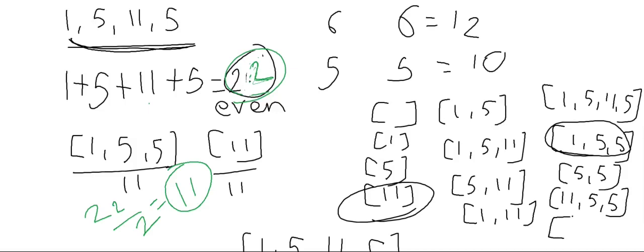If I can find a subset whose sum is 11, then there has to be another subset whose sum will also be 11 because those are the remaining elements. So if I can find one subset whose sum is 11, then the remaining elements will form another subset with a sum of 11, right? So I don't need to find all the subsets. I need to find the subset whose target sum is 11, okay? So that's what I need to do.